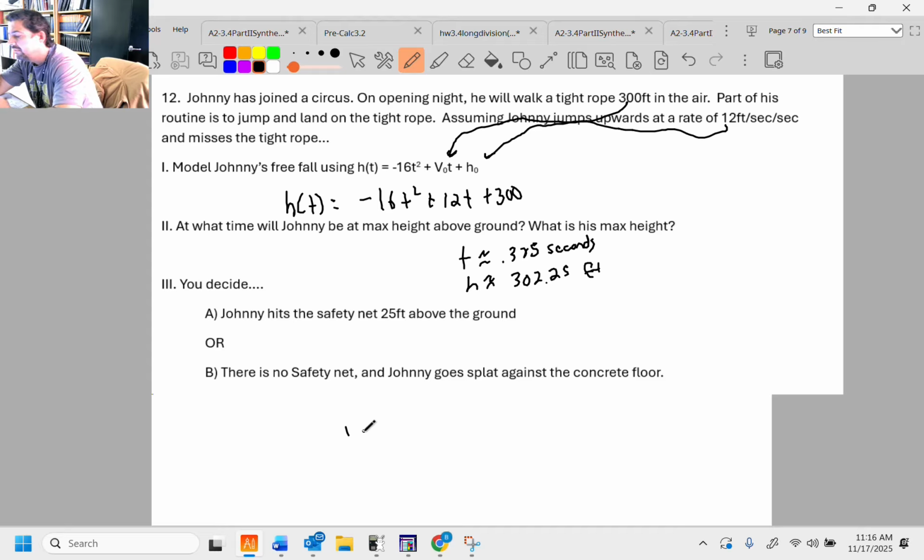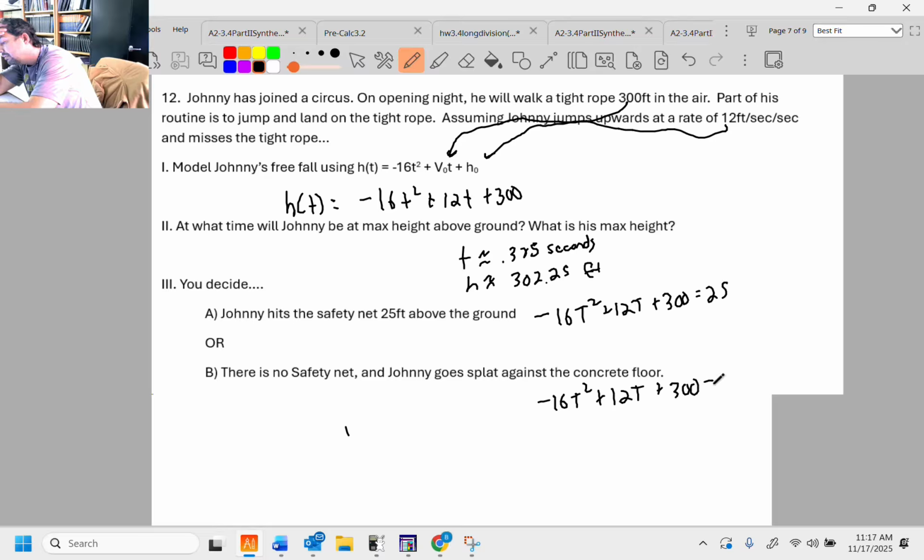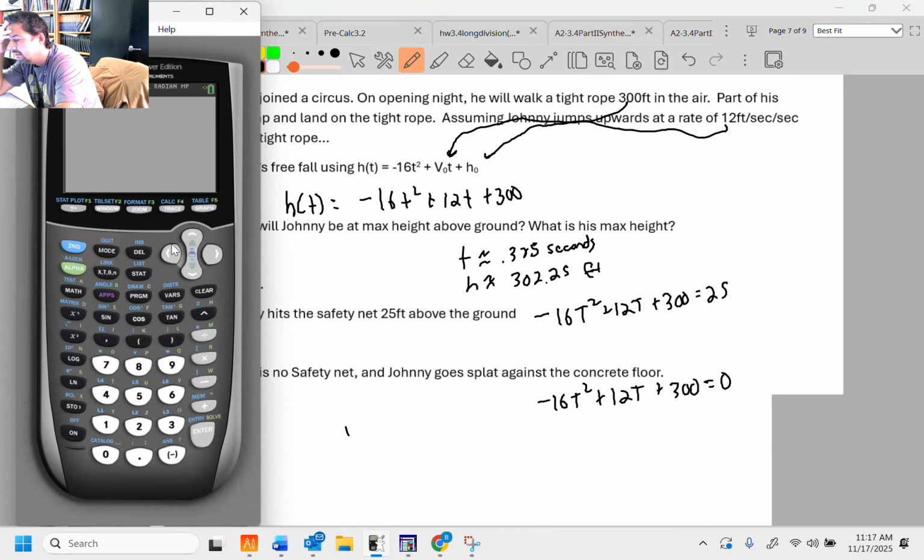Now, they both have different setups. If you go with the safety net, I've already got this equation in y1. So we're going to say negative 16t squared plus 12t plus 300 equals 25. Or if he hits the concrete, and again, you're deciding, I'm not going to be the one who sets your moral compass, we're going to be equal to 0. So let's do the safety net, and then we'll do the ground.